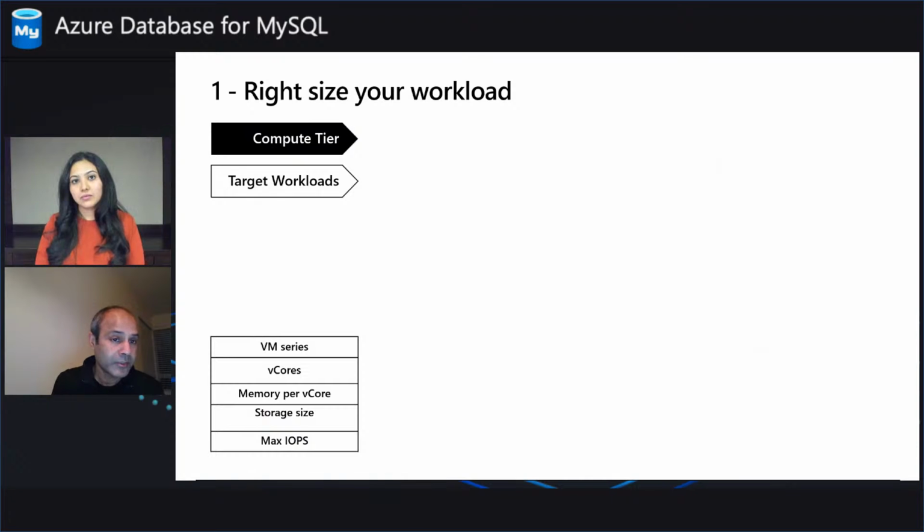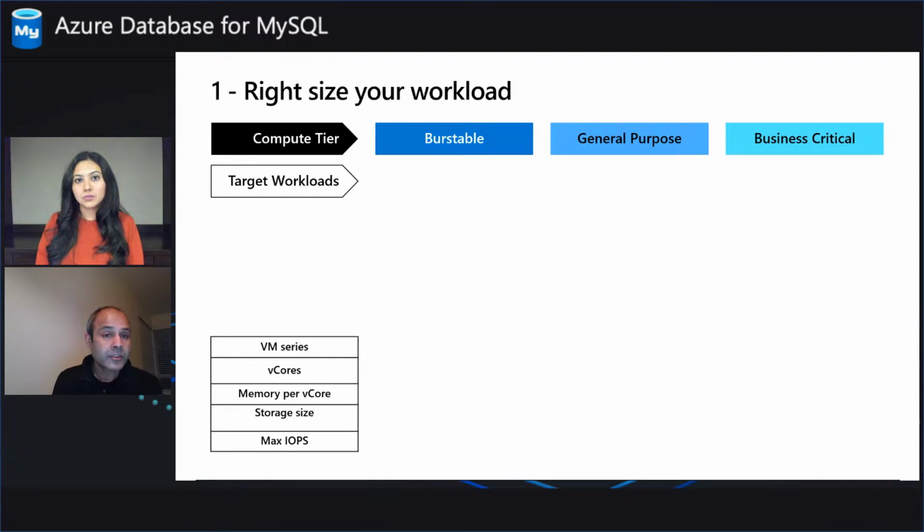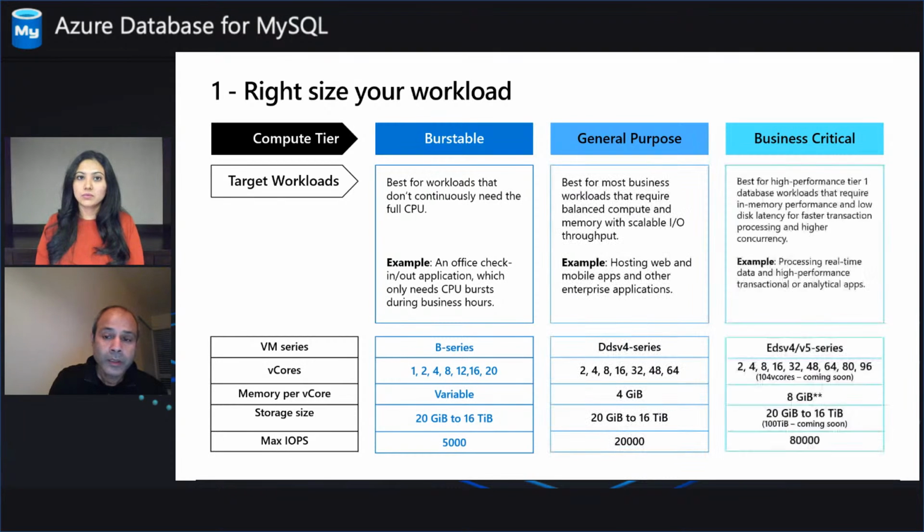The first thing is the sizing. What size would you need in Azure MySQL Flexible Server to do the migration? As we discussed in the last session, in Azure MySQL Flexible Server, we have 3 service tiers: burstable, general purpose, and business critical. In all 3 service tiers, the storage we support is up to 16 terabytes, but compute varies from service tier to service tier.